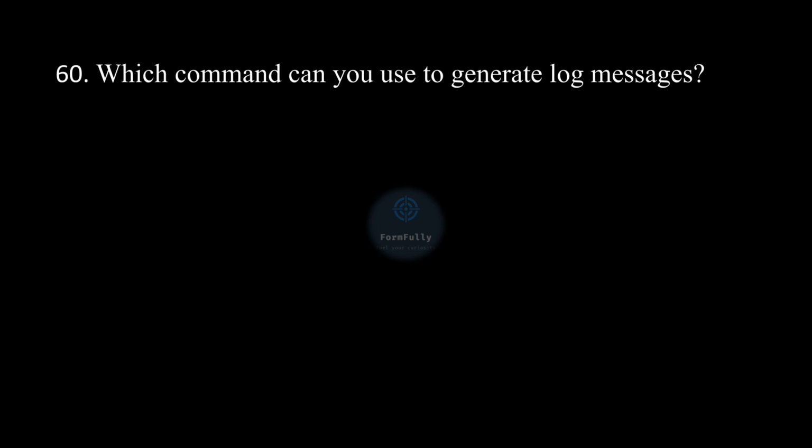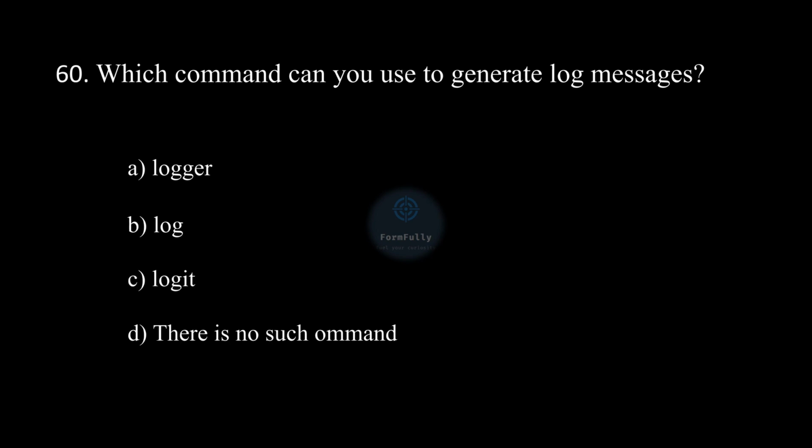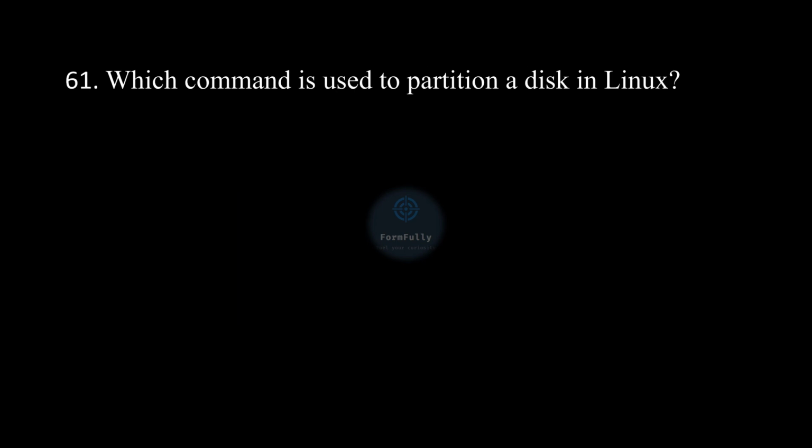Next question. Which command can you use to generate log messages? Options are logger, log, logit. The correct option is logger. This command is used to generate log messages in Linux systems. By specifying the message contents with the logger command, users can create custom log entries, aiding in system monitoring, troubleshooting, or creating custom logs. Log and logit are not standard Linux commands used to generate log messages. They are not recognized in most Linux environments for log processing. So the correct option is logger.